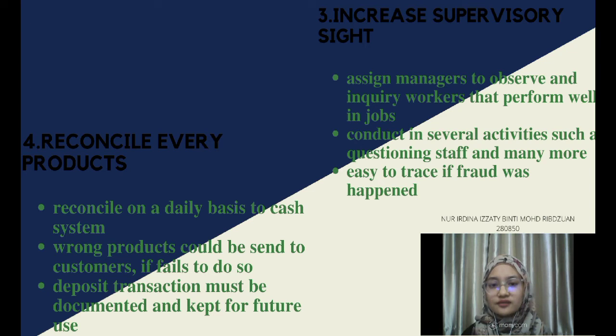Lastly is to reconcile every product. For Y&R Multi-Enterprise, every product must receive a delivery invoice and shipping notification. To ensure the completeness of receipt, workers must reconcile on a monthly or daily basis to a cash system. If the organization fails to do so, the wrong product will be sent to the customer and affect the whole business transaction. The deposit transaction also must be documented and kept for future use.